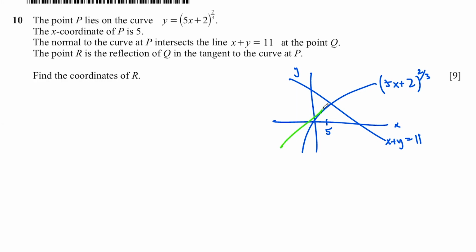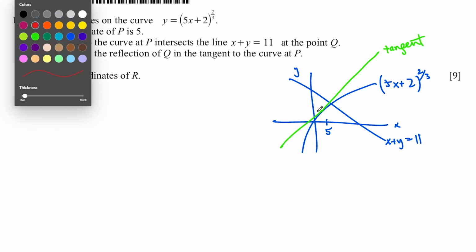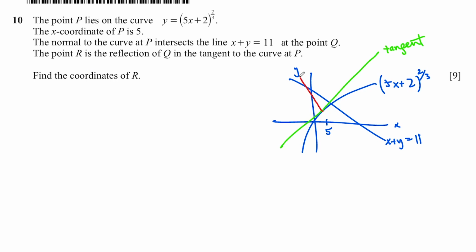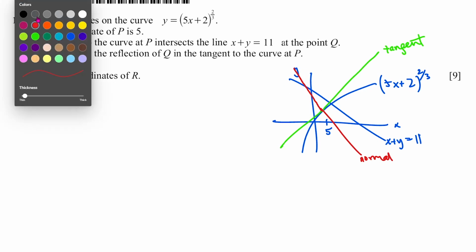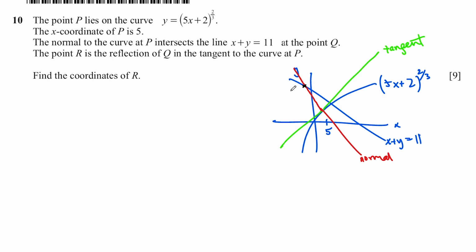So the tangent at this point P, okay, let's say this is the tangent, and the normal, I'll try and draw it like that, and this is the normal, which intersects this line at point Q. So let's say this is point Q. Point R is the reflection of Q in the tangent to the curve at P.